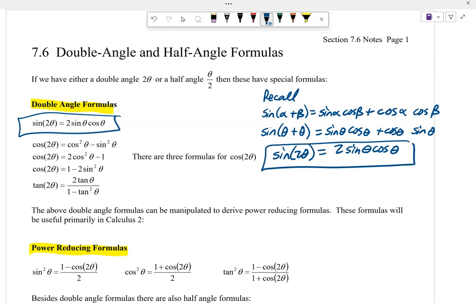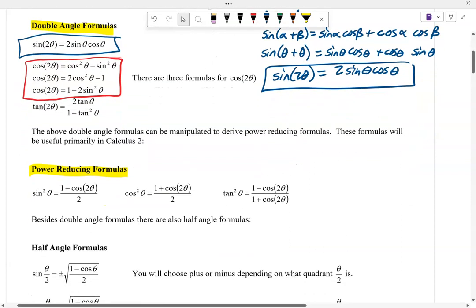You want to memorize that one. That one you see quite a bit, that double angle formula. Sine of 2 theta is 2 sine theta cosine theta. So all these have just been proven one way or another. Notice that there are 3 formulas for the cosine double angle formula, so you can use any of those 3. And then the tangent's got 1, and then we've got these power reducing formulas.